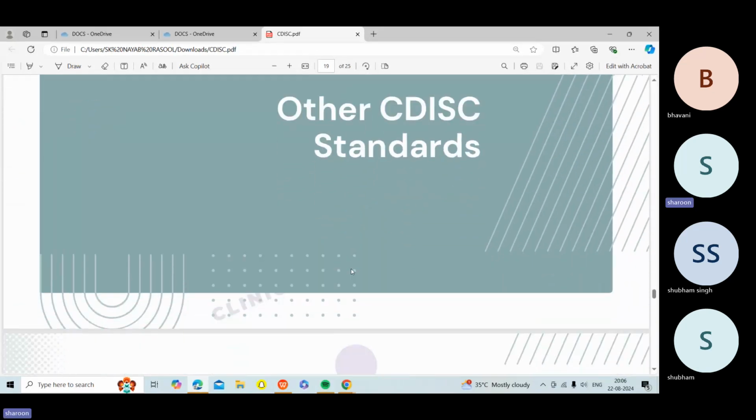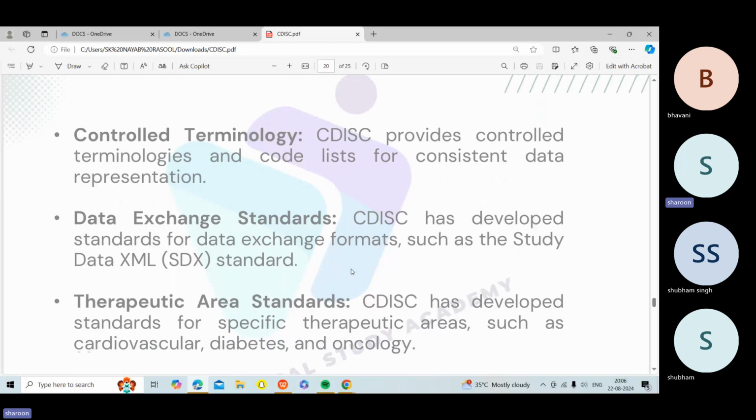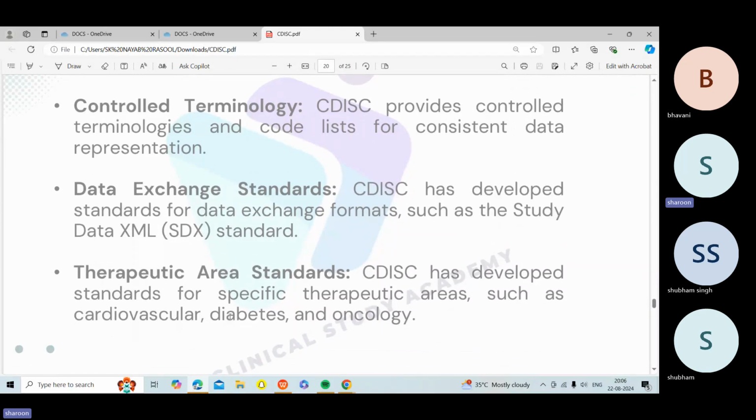Other CDISC standards. Controlled terminology: CDISC provides controlled terminologies and code lists for consistent data representation. Data exchange standards: CDISC has developed standards for data exchange formats such as the Dataset-XML standard. Therapeutic area standards: CDISC has developed standards for specific therapeutic areas such as cardiovascular, diabetes, and oncology.